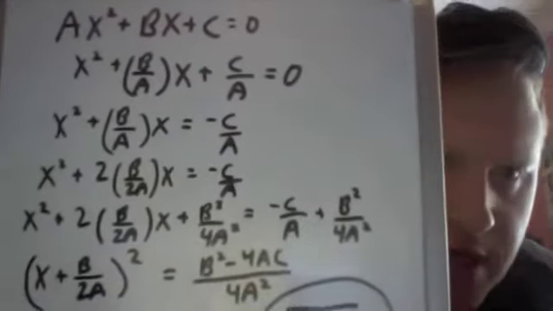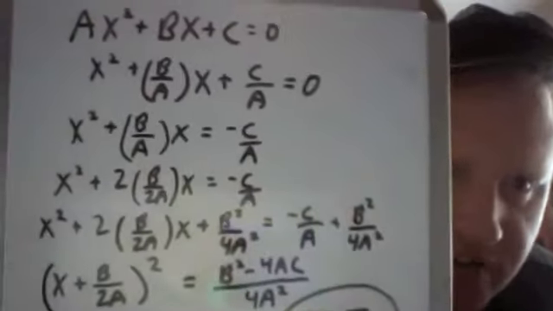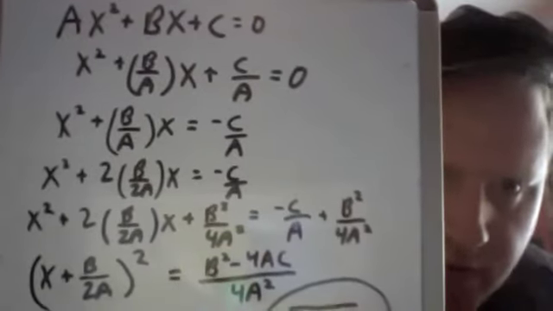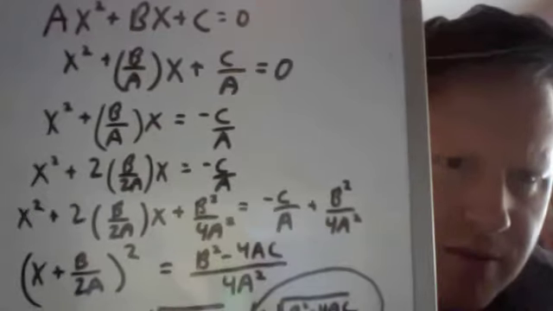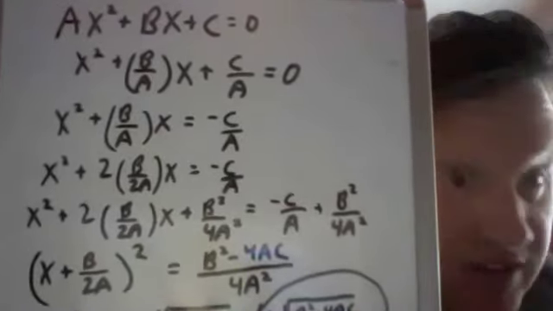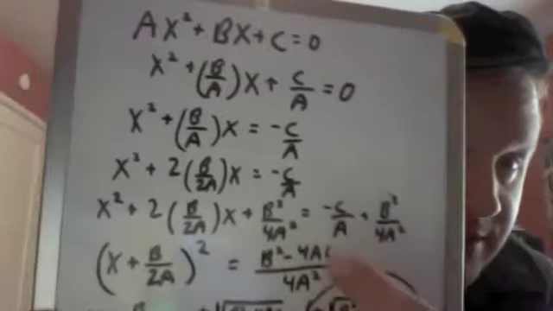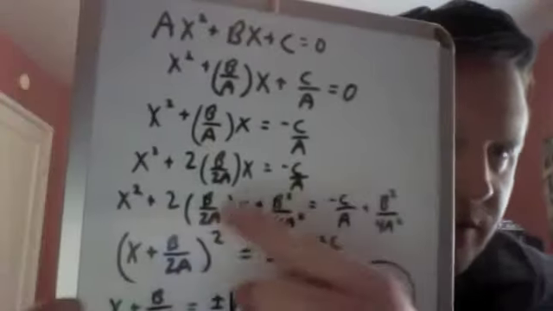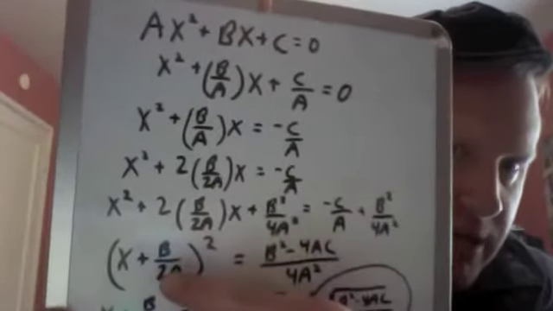Okay, now notice what I have here. x squared plus 2 times b over 2a x plus b squared over 4a squared. Well, what is b squared over 4a squared? That's b over 2a, squared, right? If you square b over 2a, you get b squared over 4a squared. So this is going to fit this form here.